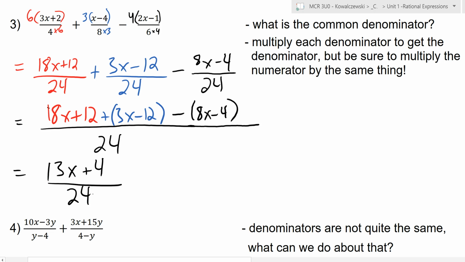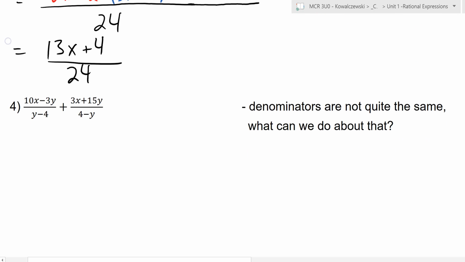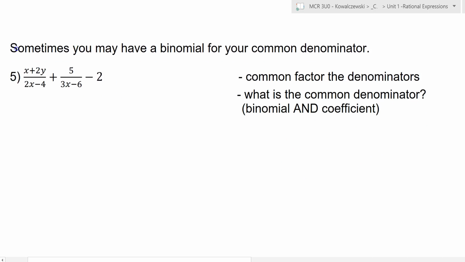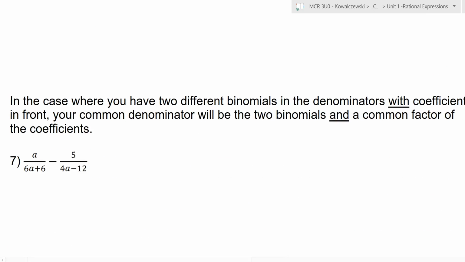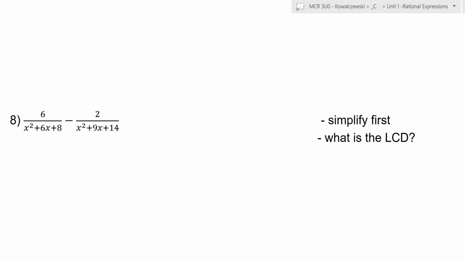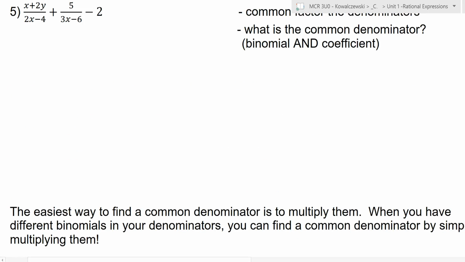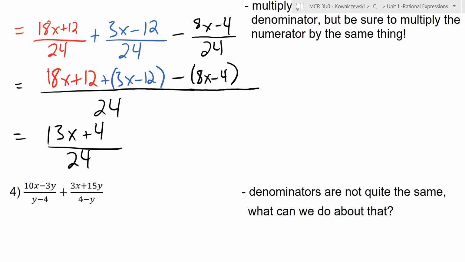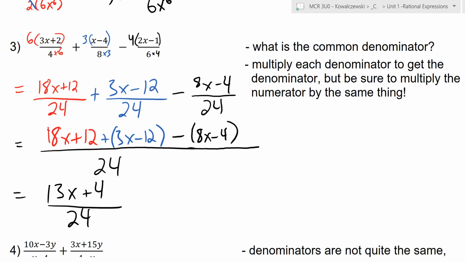Even with that example, it wasn't as complicated because we only had numbers or constants in the denominator. As you'll see in the rest of the lesson, we're going to have binomials, and eventually even trinomials, in the denominator. So it's going to involve, again, our factoring abilities as well as multiplication and division.